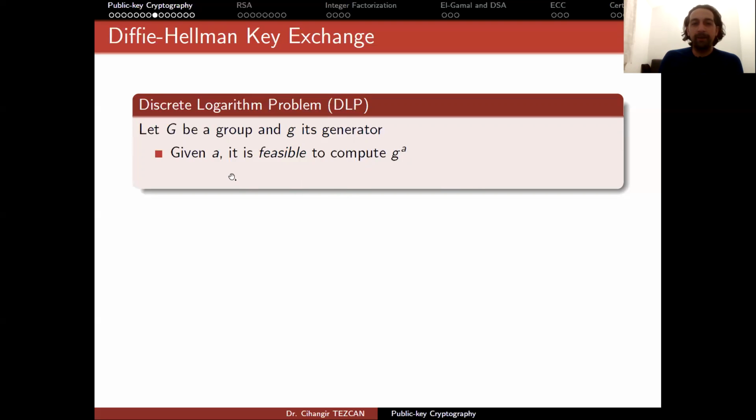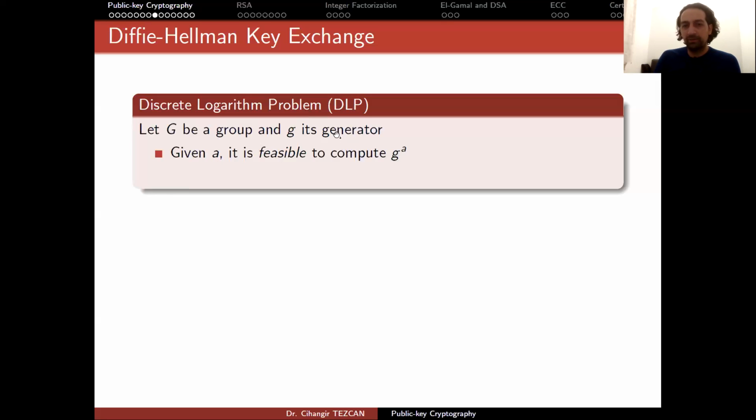And let's define the discrete logarithm problem as follows. Given a, it is feasible to compute g to the a. This means that you are applying the operation in this group a many times. So if it is multiplication, then we are asking you to compute g to the power a. But if you define the group operation as addition, then this would be simply a times g, because you're adding g a many times, and this means a times g.